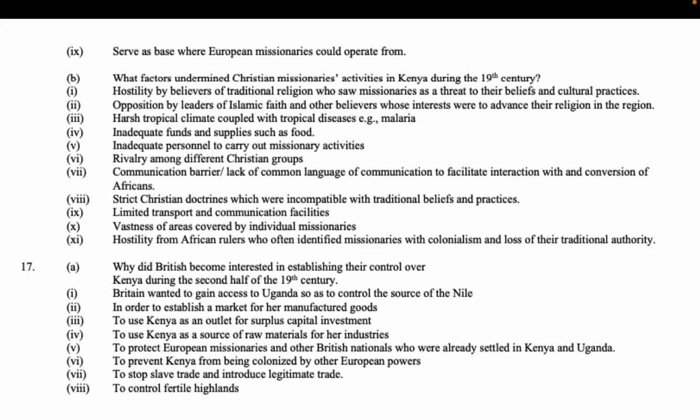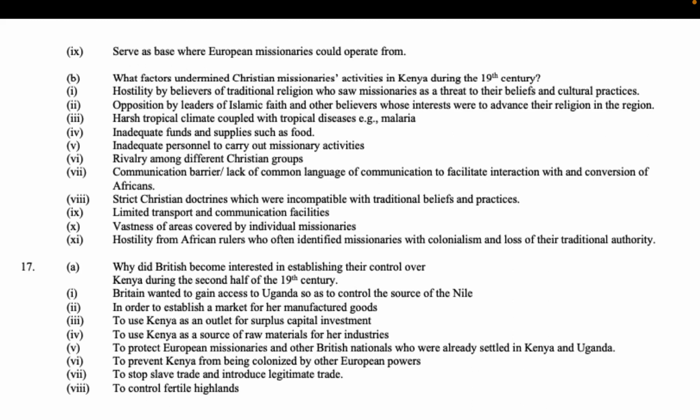Inadequate funds and supplies such as food. Inadequate personnel to carry out missionary activities. Rivalry among different Christian groups. Communication barrier, lack of a common language of communication to facilitate interaction with and conversion of Africans. Strict Christian doctrines which were incompatible with traditional beliefs and practices.